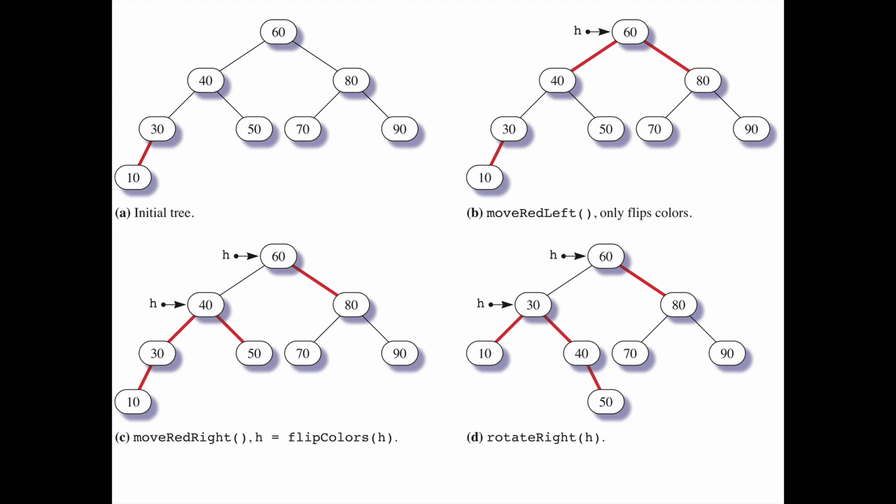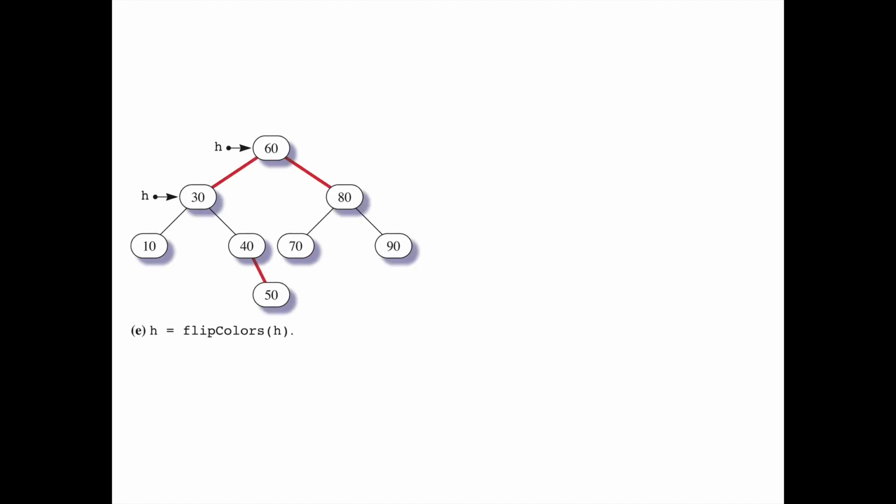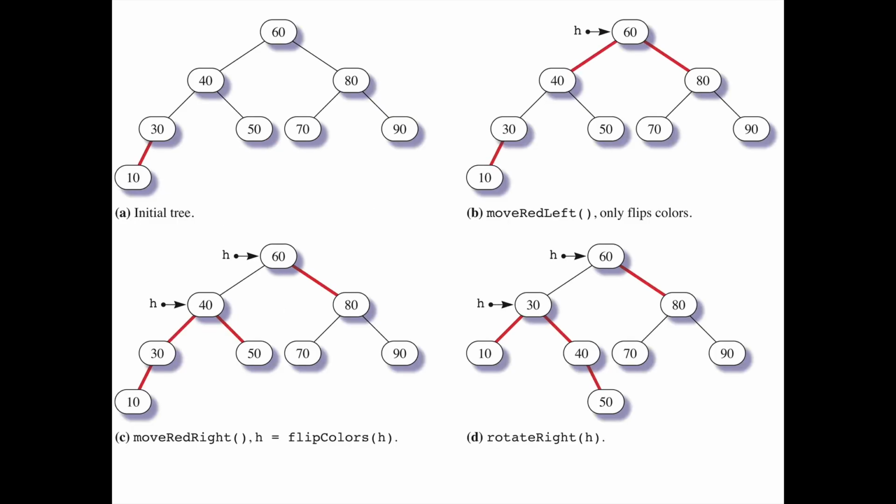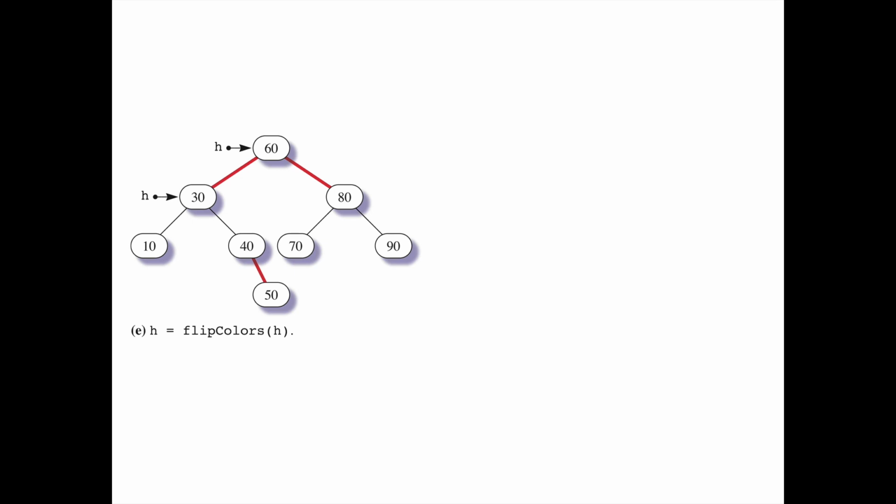And now look what's happening. The 50 is getting a red link to its 40. And then the next thing that happens is flip colors. So we're flipping the colors at 30. So let's go back and see what that means. If we flip the colors at 30, the link from 30 to 10 gets black. The link from 30 to 40 gets black. The link from 60 to 30 gets red. So there's 30 to 10 is black, 30 to 40 is black, 60 to 30 is red.